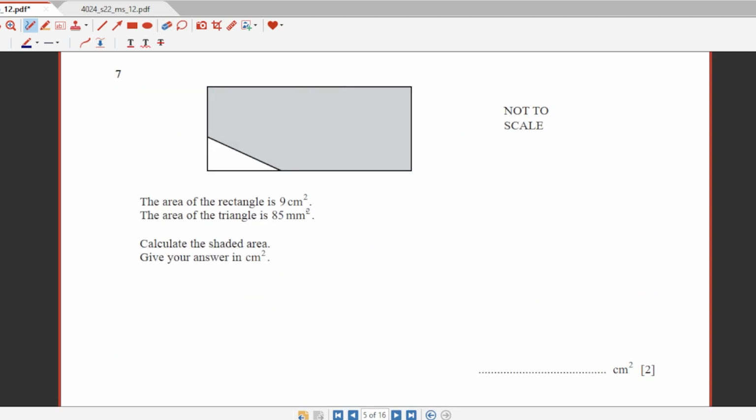Question number 7. The area of the rectangle is 9 centimeter square and the area of the triangle is 85 mm square. First of all, we need to equate the units of the area. Since the area of the rectangle is 9 centimeter square, the area of the triangle should be represented in centimeter square. To convert from mm square to centimeter square, we need to divide 85 by 10 square, because in conversion of area we multiply or divide by the number and then take the square of that number. 85 divided by 100 is 0.85 centimeter square.